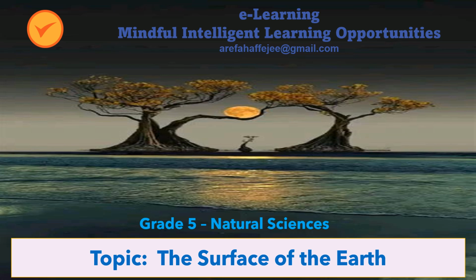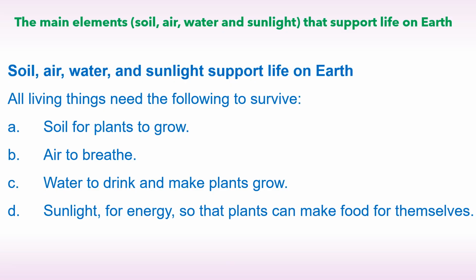So today we're going to focus on the surface of the Earth. That's for natural sciences for grade 5. Now, the only planet in the whole solar system that sustains life is Earth. And the reason for this is because Earth has soil, air, water, and sunlight. Now, these are all things that humans and animals and plants need to survive.